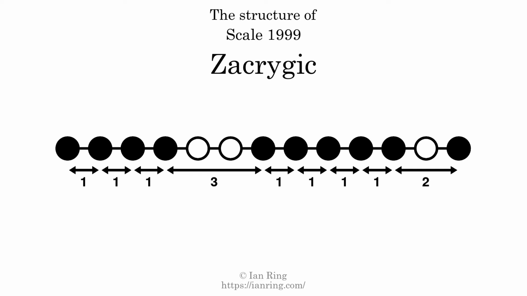The structure of a scale is a description of the interval distance between each successive tone. This scale has a structure of 1 1 1 3 1 1 1 1 2.